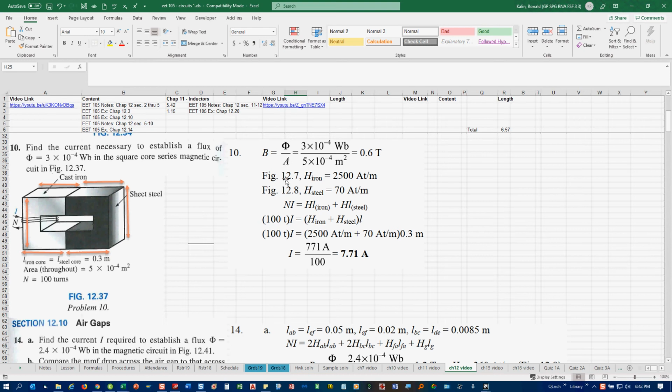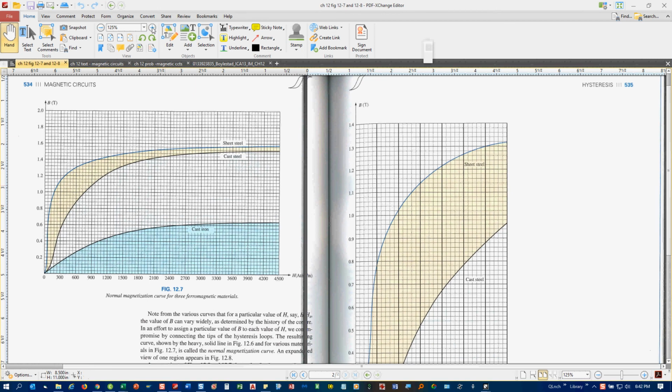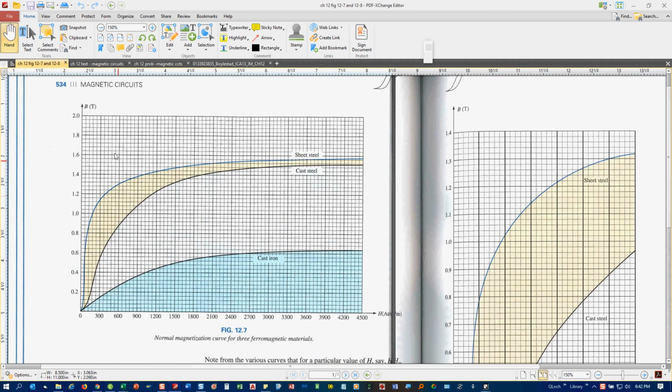Now, from figure 12.7, what we're looking at, I gave you guys a copy of this. It's a chart, a normal magnetization curve for three ferromagnetic metals: cast iron, cast steel, and sheet steel. So if you're given H or B for any of these materials, you can look them up. Okay, you can graph it.